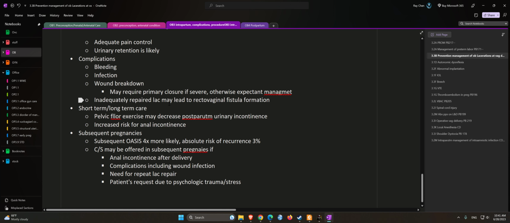C-section may be offered in subsequent pregnancies if any of the following: if the patient experienced anal incontinence after delivery, if there was a complication with the wound, if there's need for repeat laceration repair, and patient's request due to psychological trauma or stress after the event.